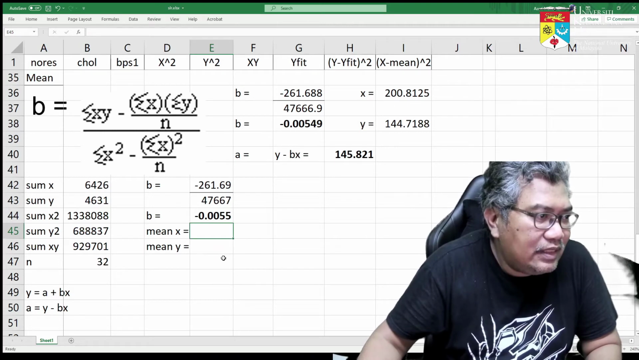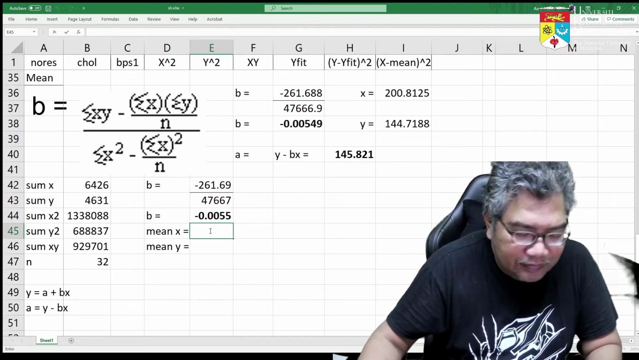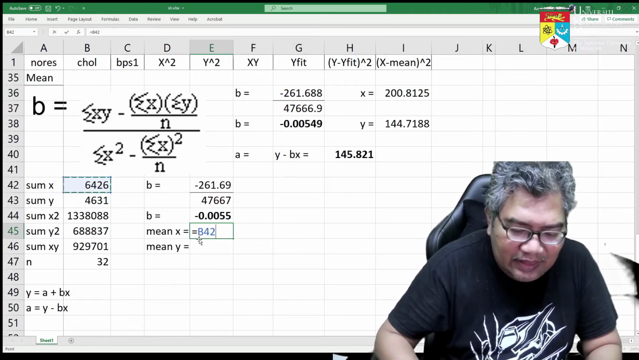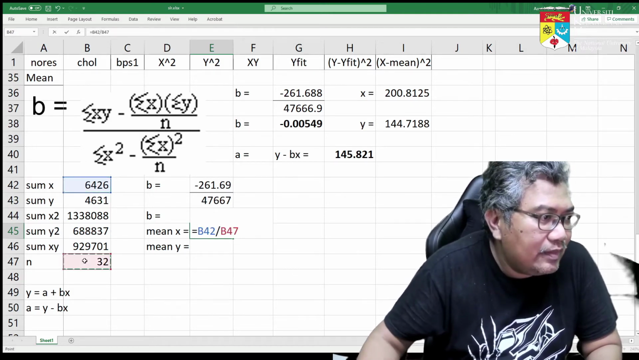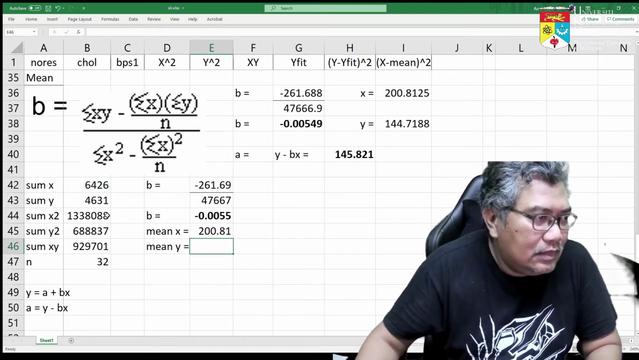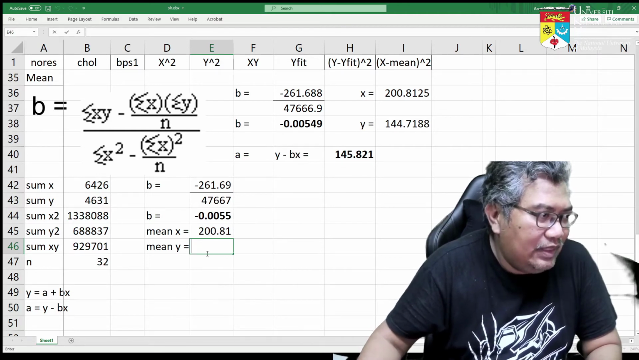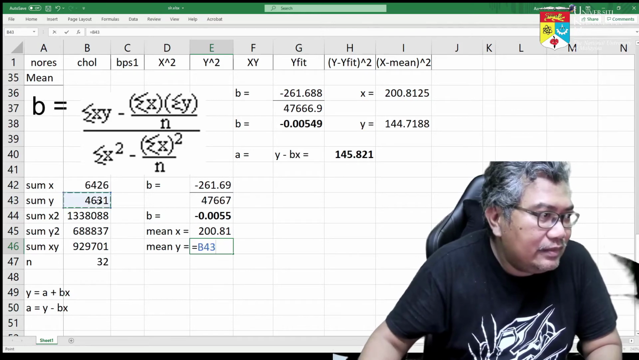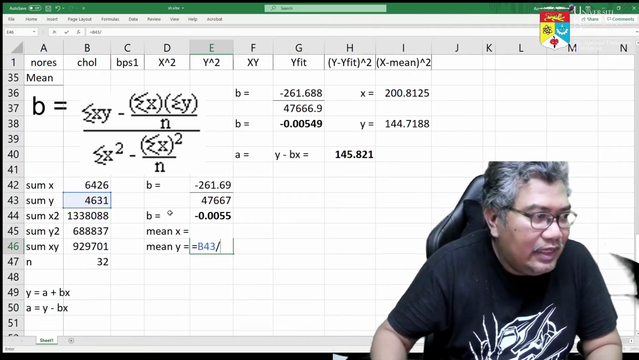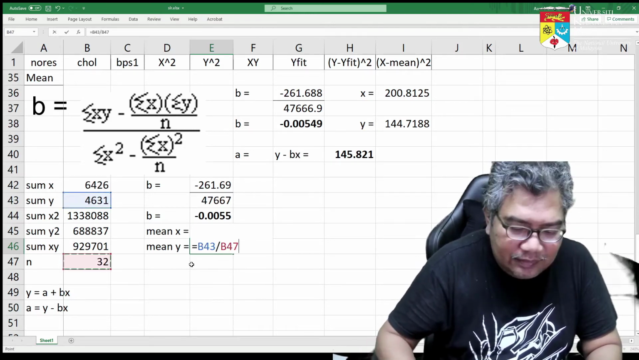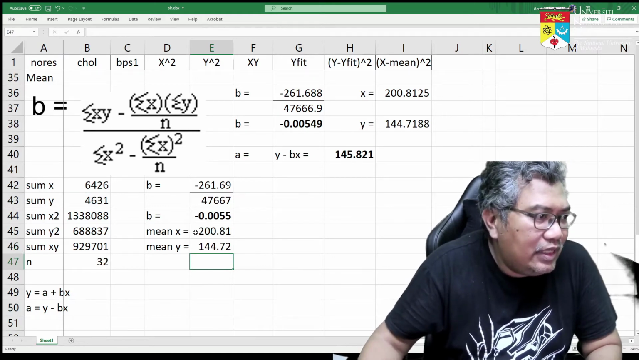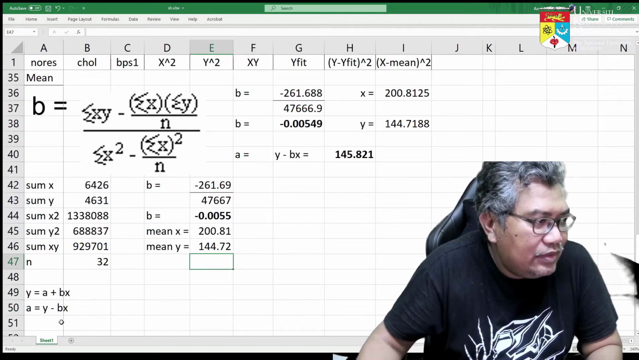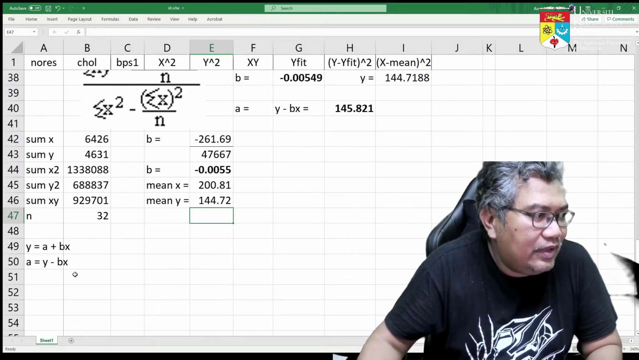For the mean of x and the mean of y, it is very easy. The mean of x equals the sum of x divided by n. The same applies for the mean of y: it is the sum of y divided by n. Now we got the x and the y value already, so let's get the answer for A.